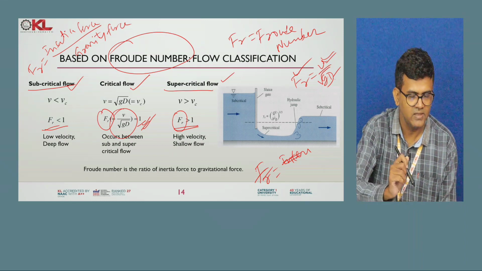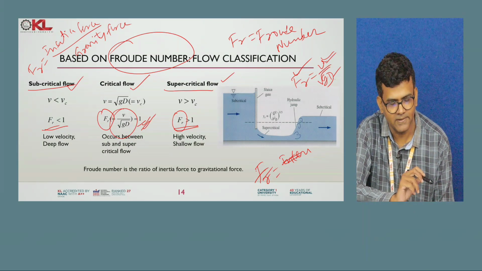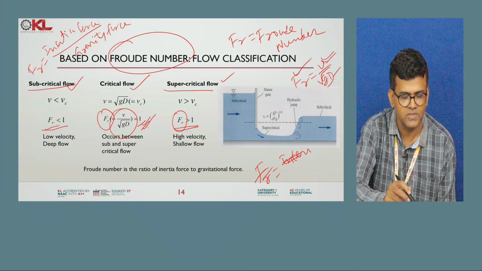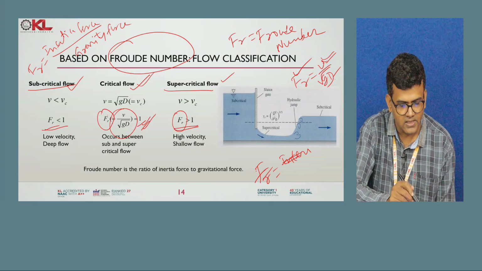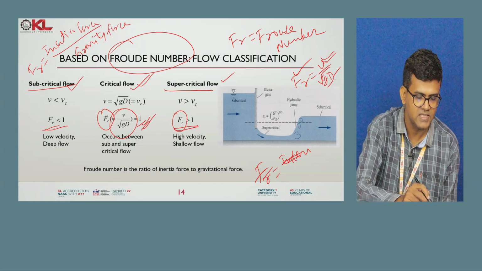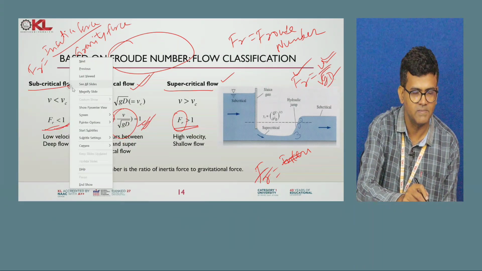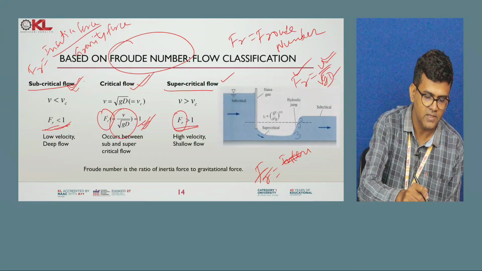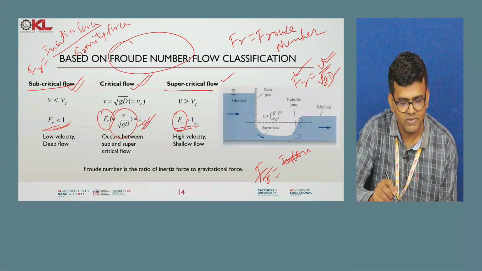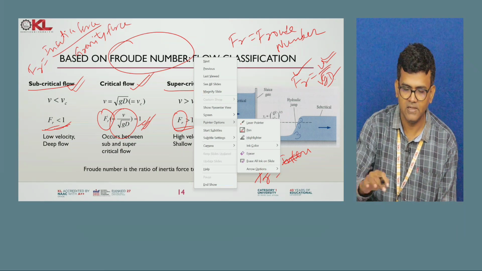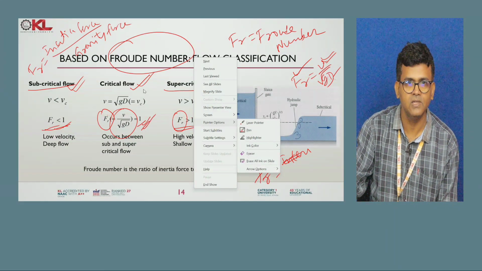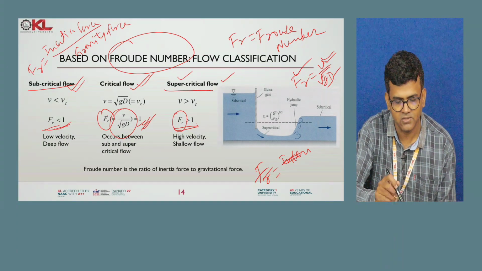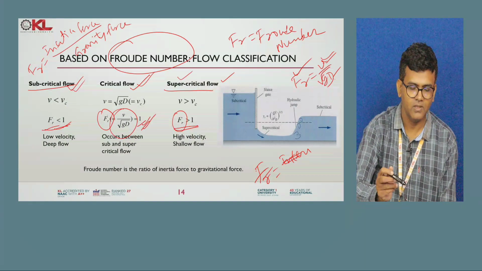If you got the Fr, then match the Fr with 1. If Fr is equal to 1, that is, the Froude number is equal to 1, the flow is treated as critical flow. If the Froude number value is less than 1, the flow is called the subcritical flow. If the Froude number value is more than 1, it is called the supercritical flow.